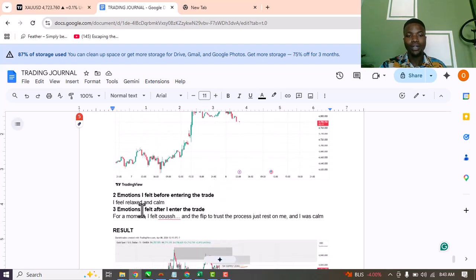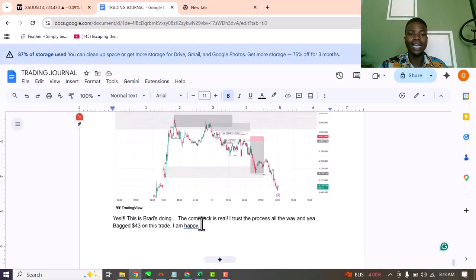And you can see that I also documented the emotion I felt after I entered the trade. The moment I entered that trade, I was like, man, how is this going to play out? But the flip to trust the process just rested on me, and I was calm, because initially I wasn't feeling emotional before I entered the trade. I felt that I had analyzed this price, and I just had to trust the process. And you can see the results.